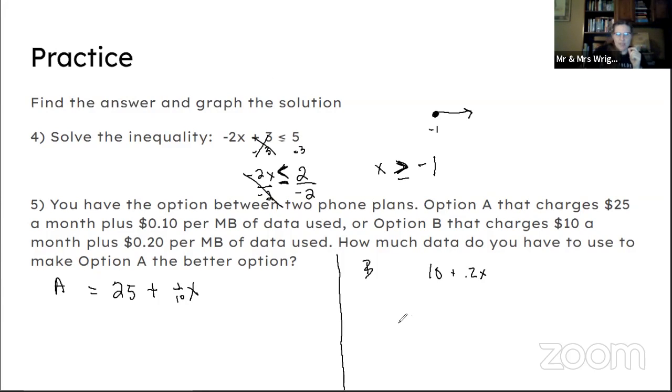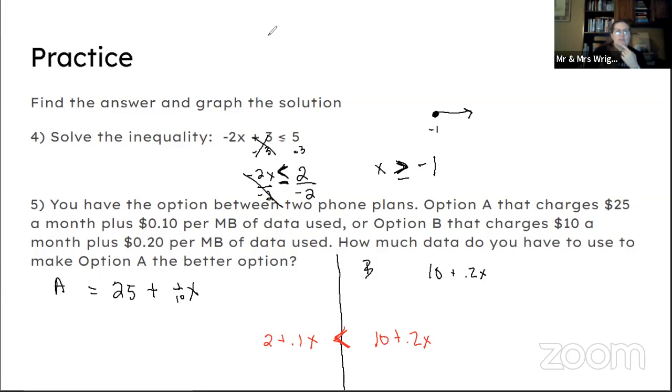So I'm going to set up an inequality here. I want 25 plus 1/10. You know what? I'm going to go back to the decimals here. 0.1x. I want to be less than, not equal to, because I want it to be better, not equal to, 10 plus 0.2x. The question is, how much data do I need to use in order to get this option to be better? So what I'm looking for is what x I would need in order to make this a true statement.